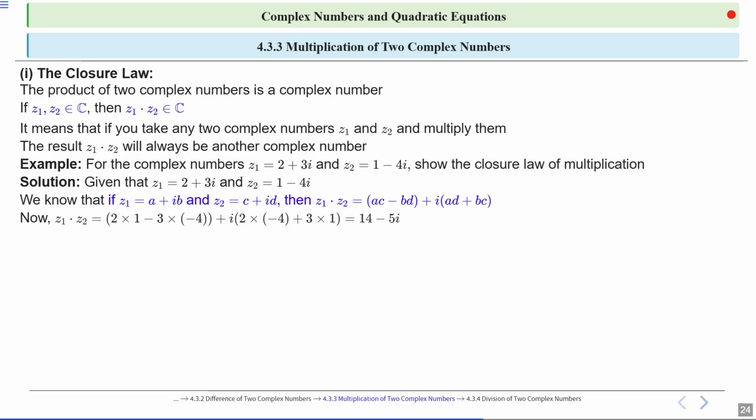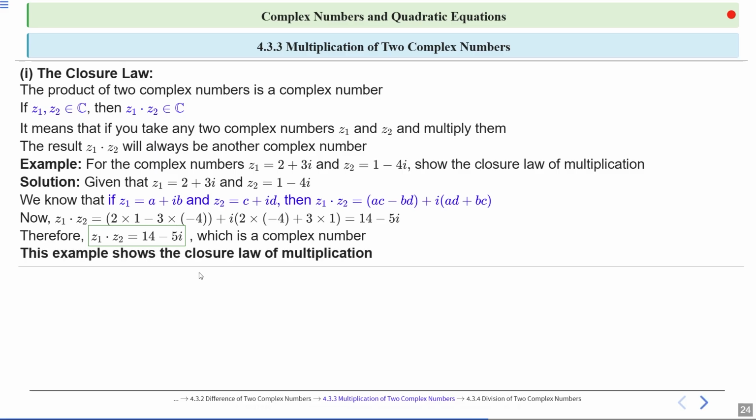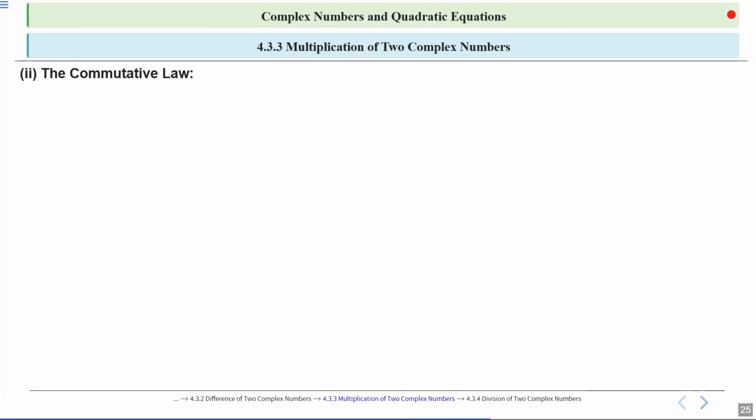Now z1 times z2 equals 2 times 1 minus 3 times minus 4 plus iota times 2 times minus 4 plus 3 times 1, which equals 14 minus 5 times iota. Therefore, z1 times z2 equals 14 minus 5 times iota, which is also a complex number. So this example shows the closure law of multiplication.